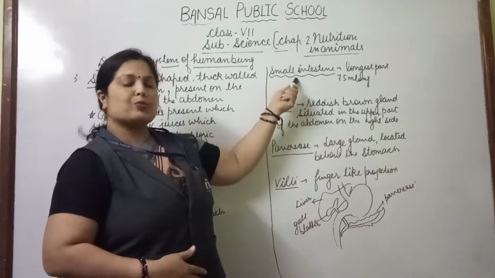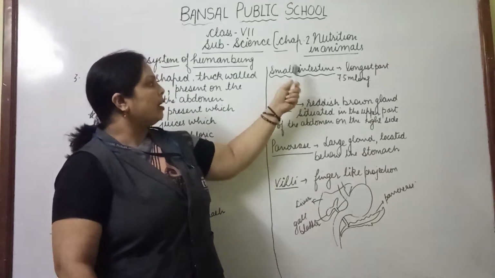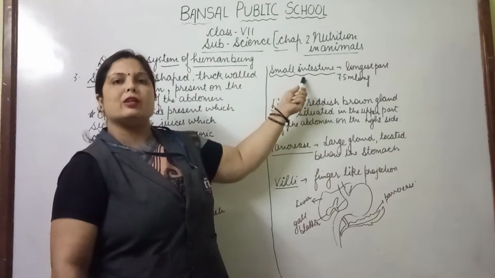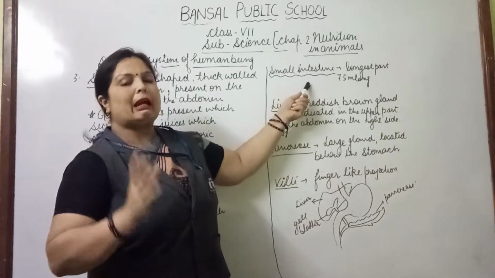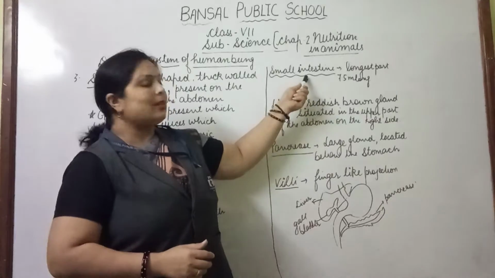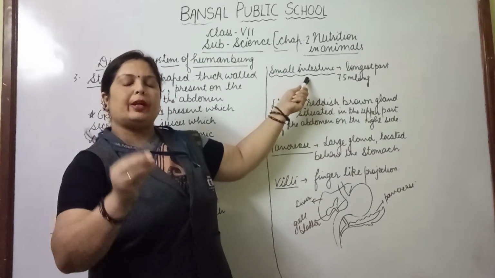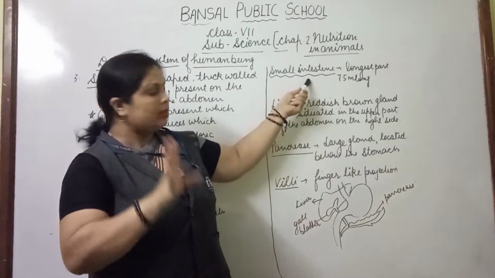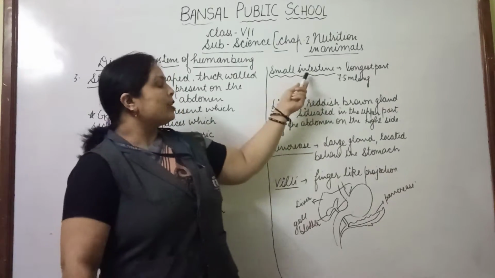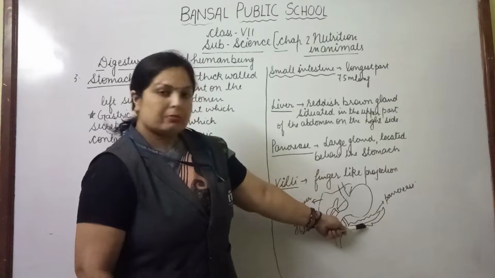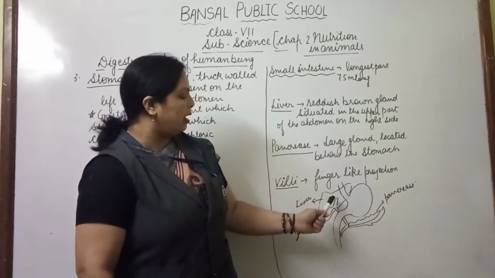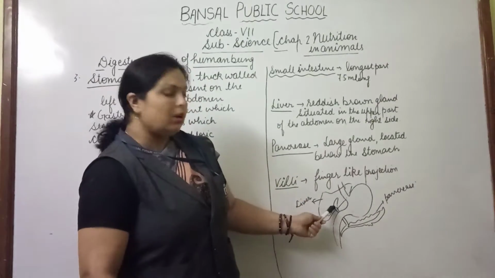Clear? And the small intestine contains intestinal juice which helps in the complete digestion of food. That's why we can say that it is the part where complete digestion takes place. Clear? Now, the small intestine receives two types of juice. One juice from the pancreas gland and another juice from the gallbladder.